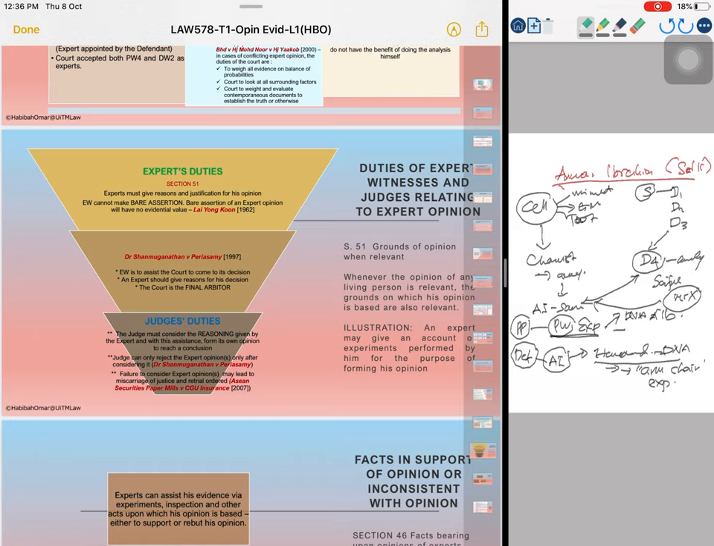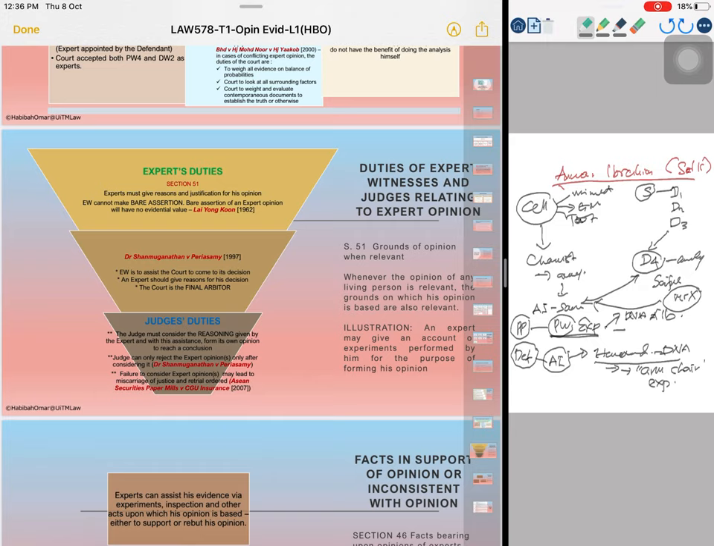But when we study relevancy and admissibility, remember, relevancy relates to admissibility. But another issue that is independent of relevancy and admissibility is the issue of weight. So it may be relevant and admissible, but I may not want to put any weight to it. If the expert did not give any justification or reasoning of his opinion, the weight attached could be zero. So that is what it meant by that.